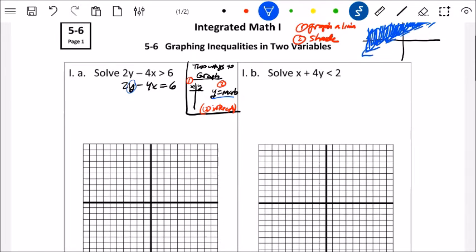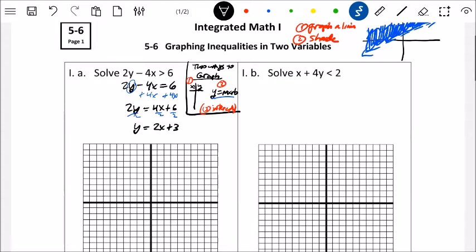Here, the Y came first, which is interesting. Usually it's the X term, then the Y term. So let's add 4X here so that we can start getting the Y by itself. That's 2Y is equal to 4X plus 6. And divide by the 2, and I get that Y is equal to 2X plus 3.